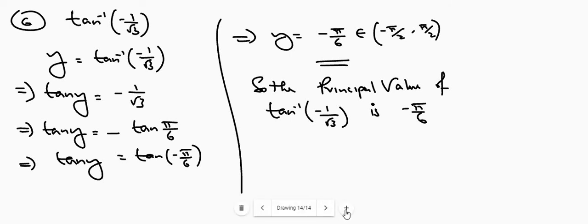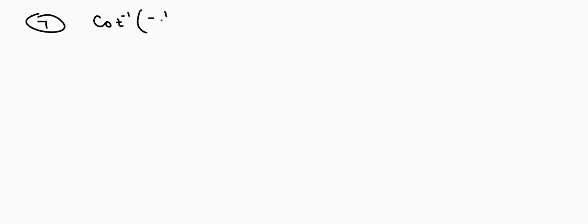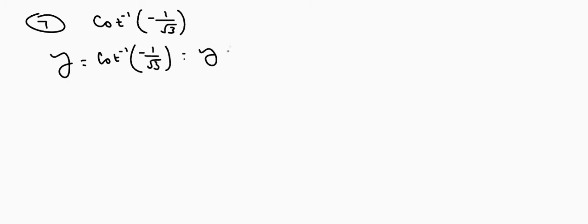Question number 7. Let us discuss one question on cot inverse: cot inverse of minus 1 by root 3. The first step is y equals cot inverse of minus 1 by root 3. Then y is an element of the range of cot inverse x, which is the open interval 0 to pi. That implies cot y equals minus 1 by root 3.